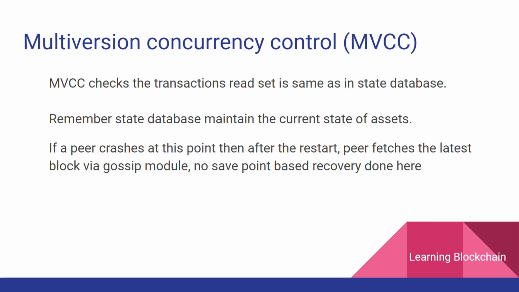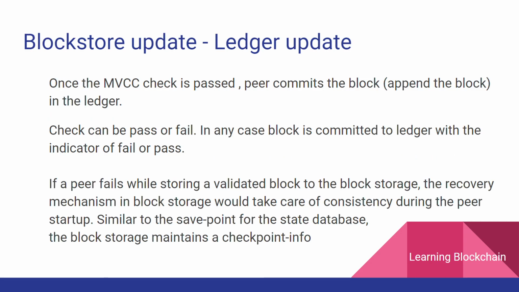So up to stage 3 you can consider that if the peer crashes in any of these 3 stages, then it will again start from the gossip module 1. Okay, so let us move to the next slide.